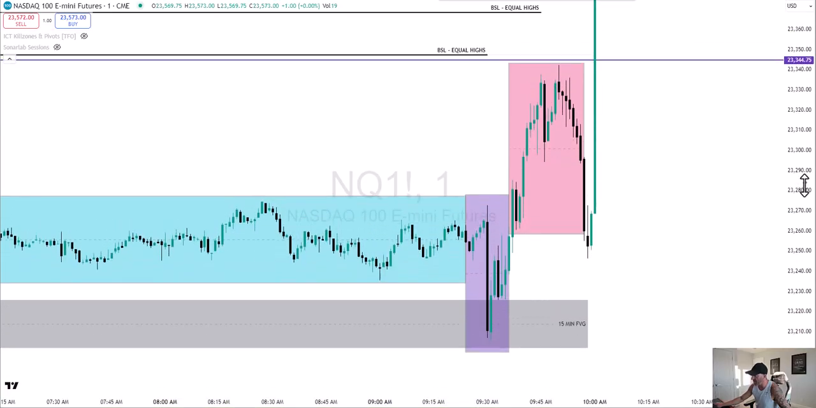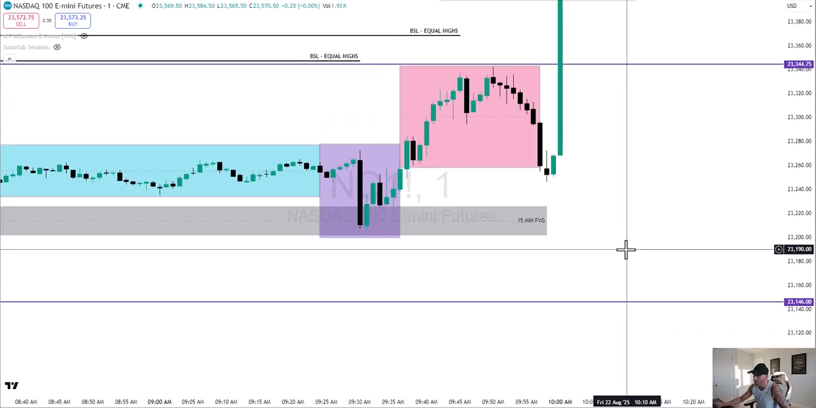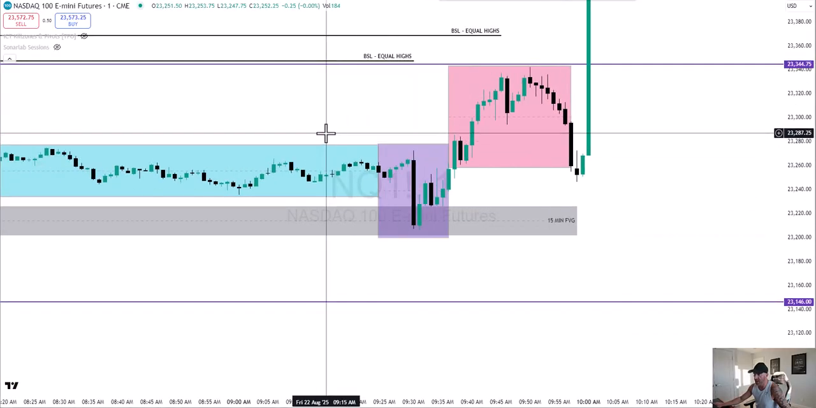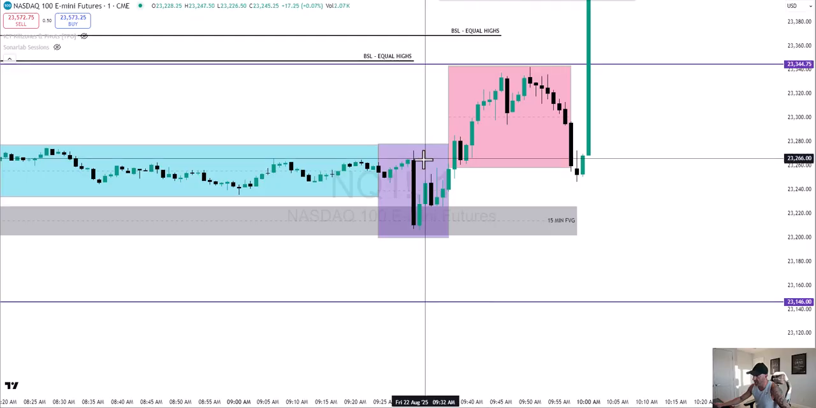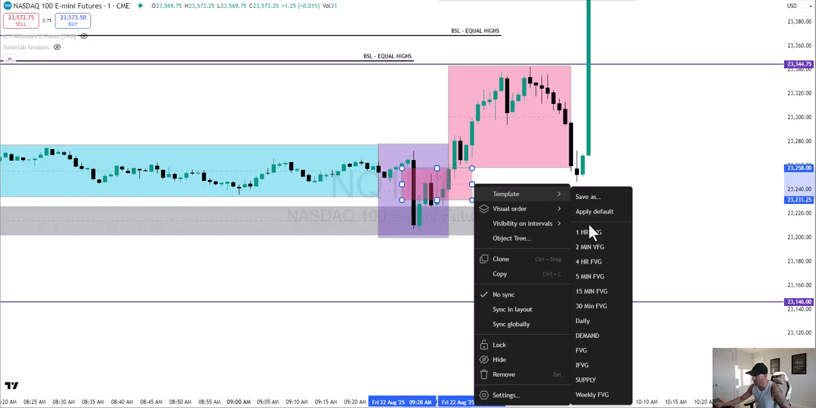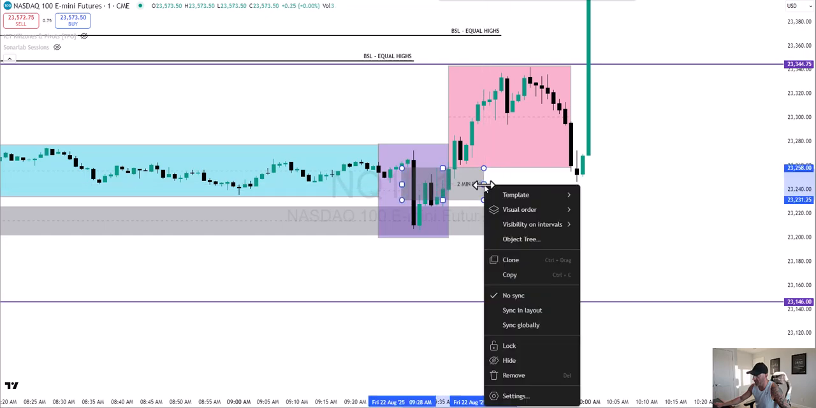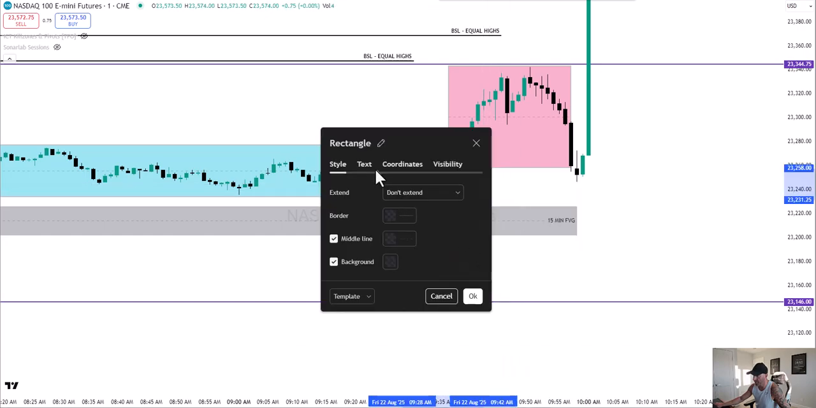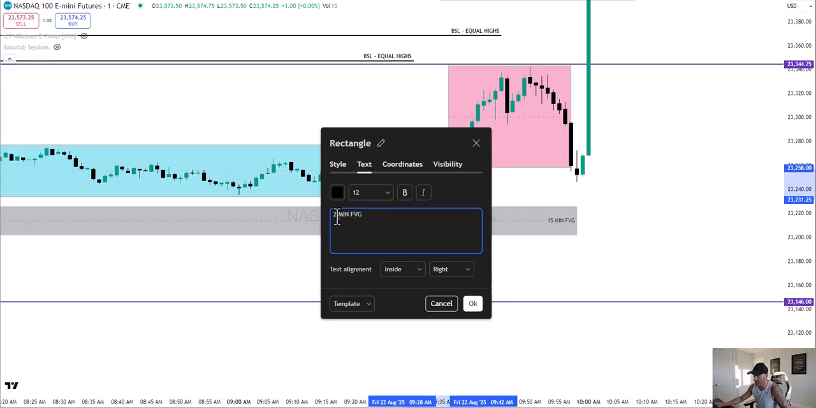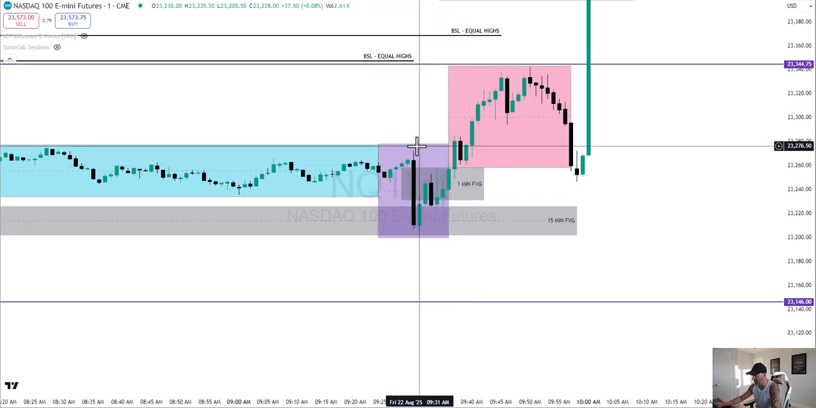Now, where would our entry be for this? Well, we want to see some kind of change in state of delivery or a rebalance back down to discount. So if you see here, we have this fair value gap right here. So a 1 minute fair value gap. Got it as a 2 minute, but let me mark this properly actually. So we got our 1 minute fair value gap. So when we clear that high, that would be our change in state of delivery.